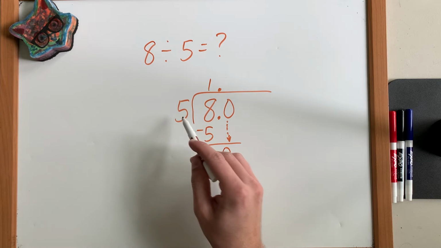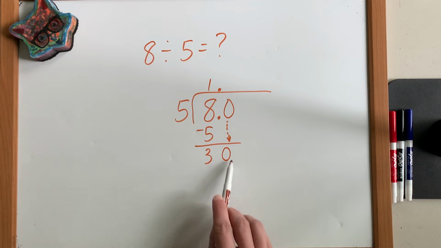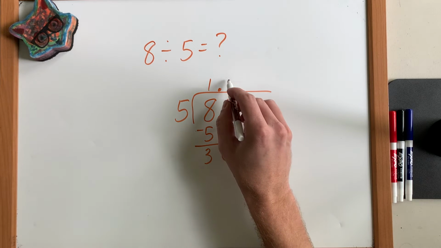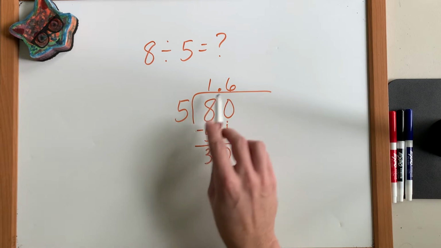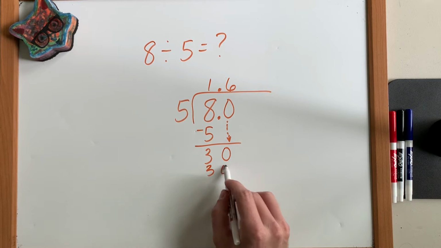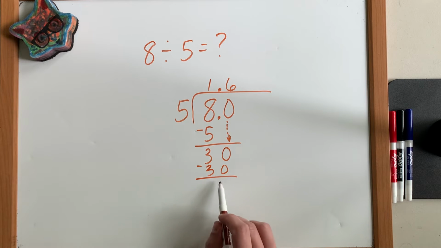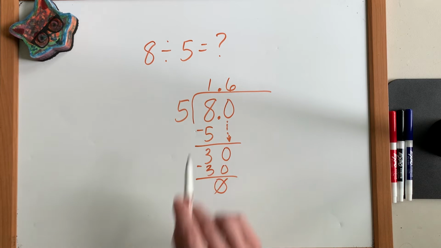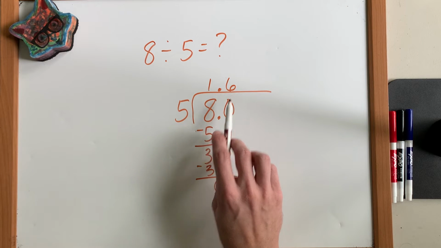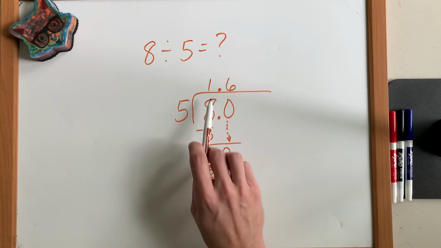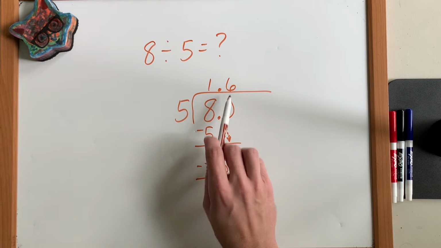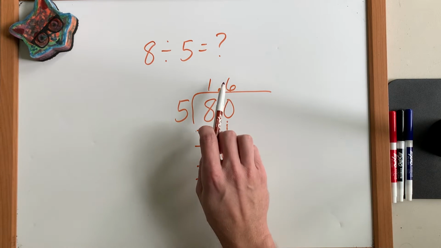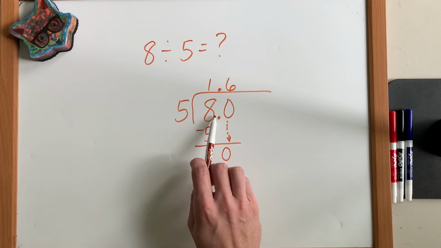All right? How many times does 5 go into 30? Well, it goes in 6 times. 5 times 6 just happens to be 30. So when I subtract, I have nothing left over, which means that I'm done, and my final answer is 1.6. 8 divided by 5 is 1.6 as a decimal, and if you read that backwards, 1.6 times 5 is equal to 8.